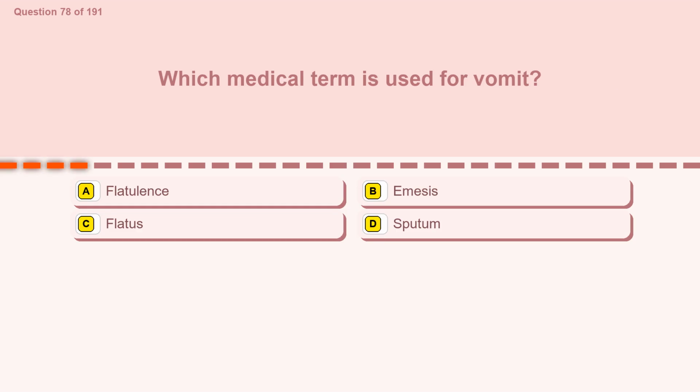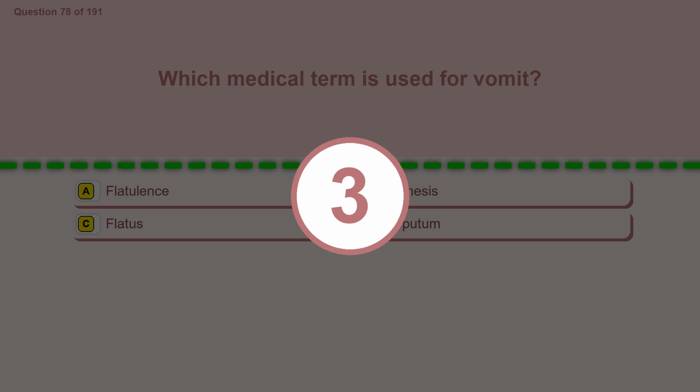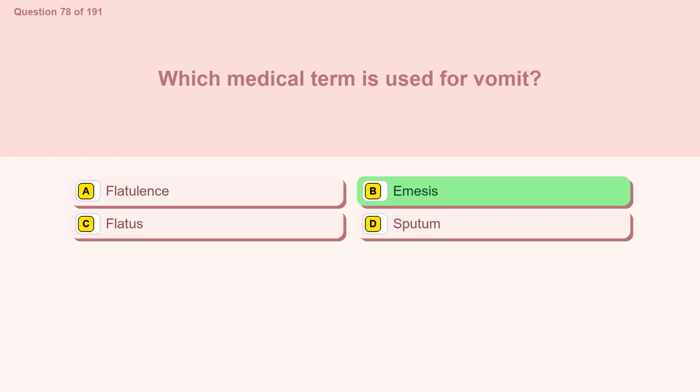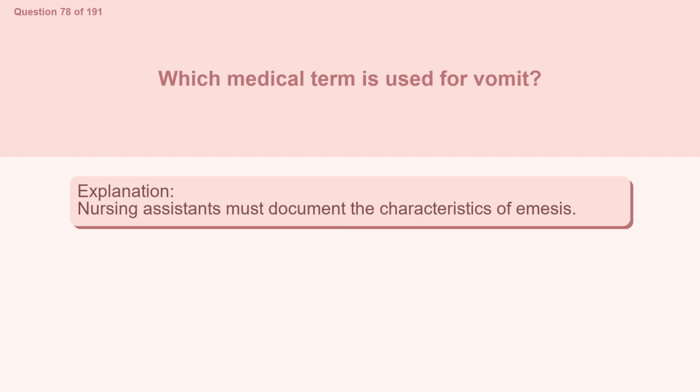Question 78. Which medical term is used for vomit? Option A, flatulence. Option B, emesis. Option C, flatus. Option D, sputum. The correct answer is option B, emesis. Nursing assistants must document the characteristics of emesis.